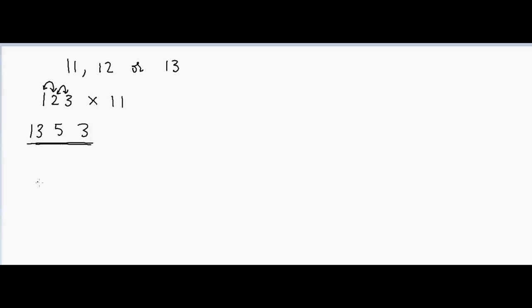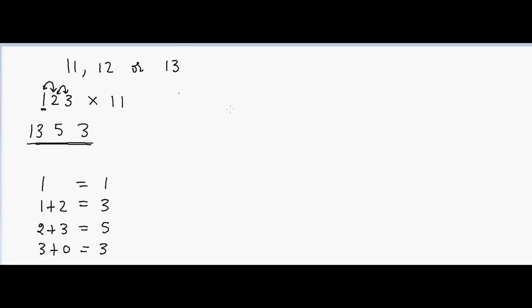Again, how did I do this? My first digit is same as the first digit we have here. My second digit will be equal to 1 plus 2, which is first digit plus second digit. My third digit will be equal to second digit plus third digit, and the last will be equal to the last digit plus 0, because we have nothing else left. So that will be equal to 1 3 5 3. So that's my answer, 1353.